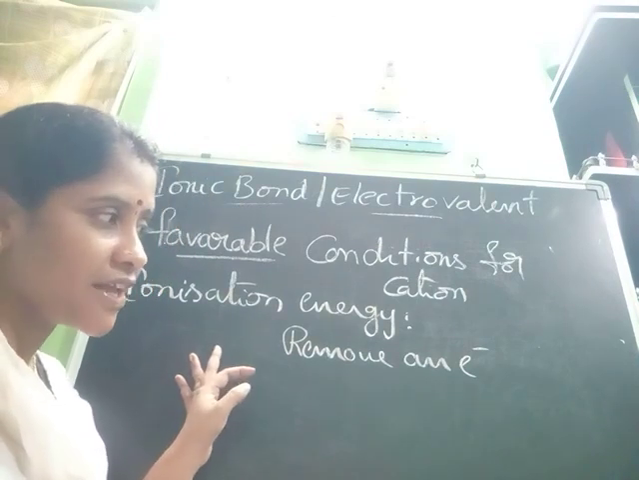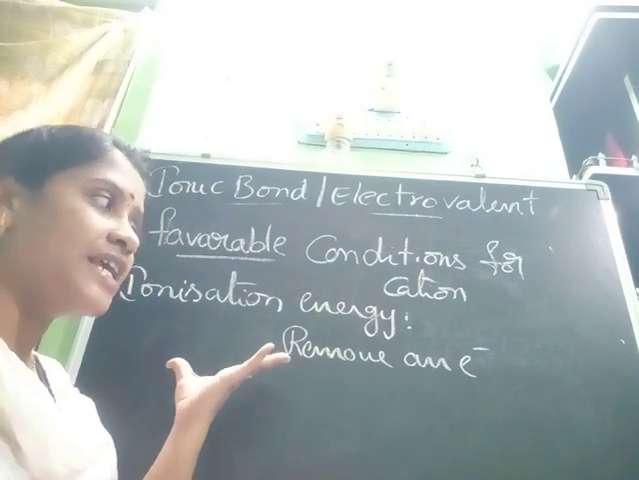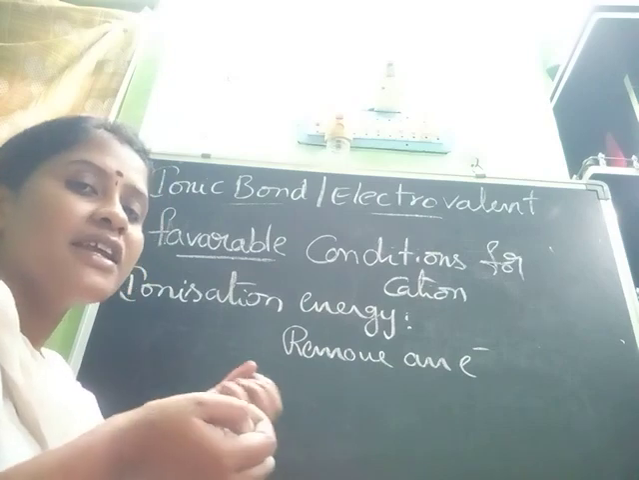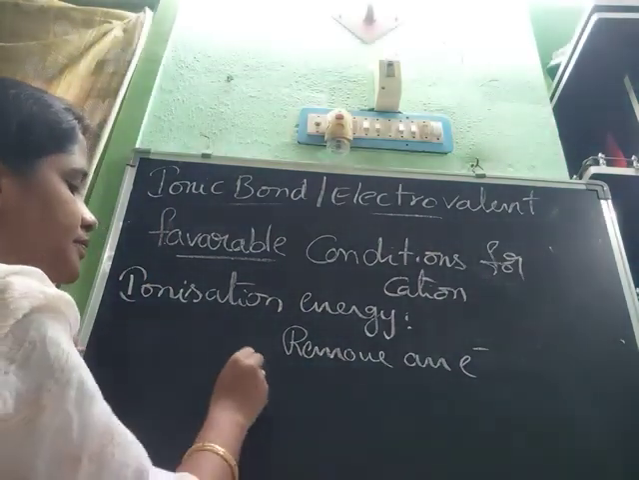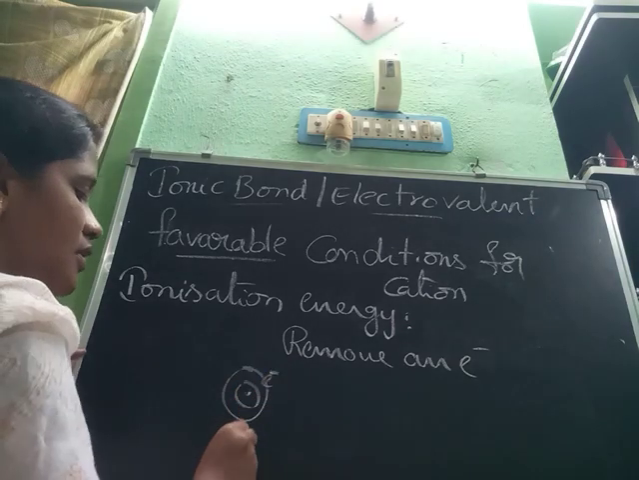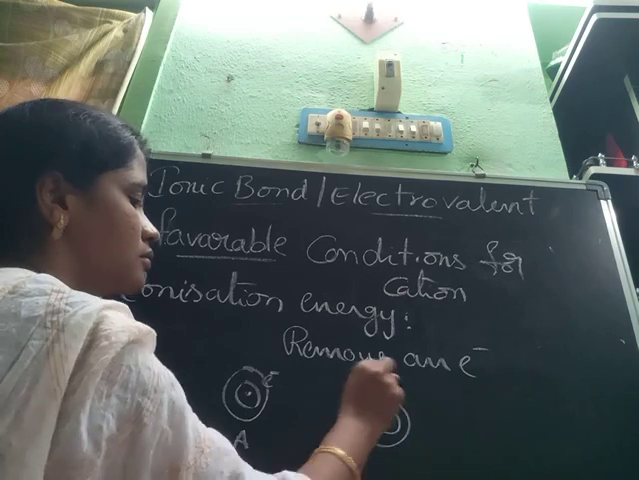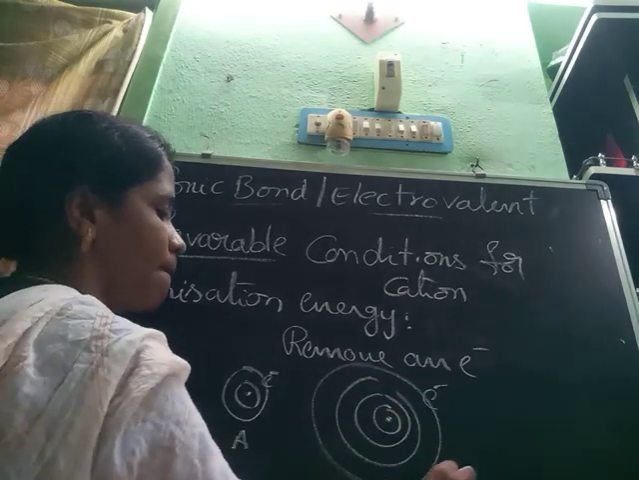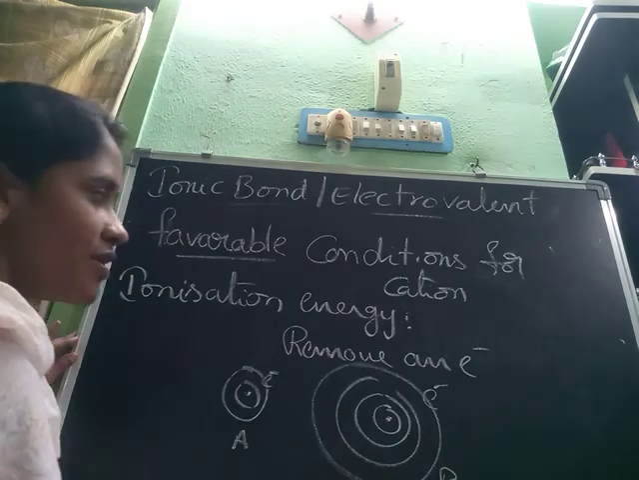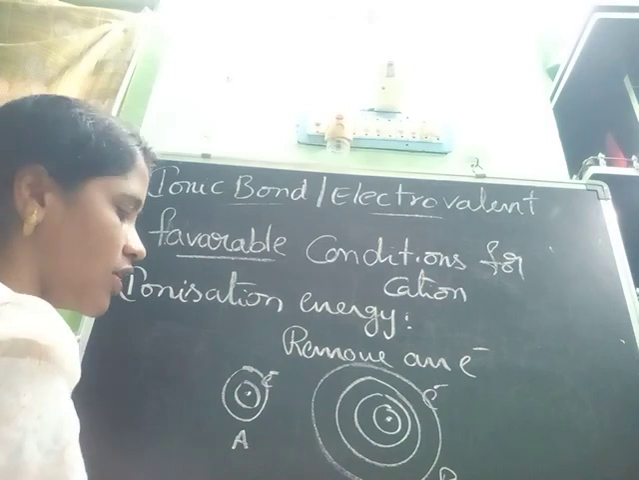This ionization energy: if the size is small, it needs more energy. If the size is big, it needs less energy. See, this is A and another one, here the electron is there, B. What is ionization energy? How much amount of energy is required to remove an electron?